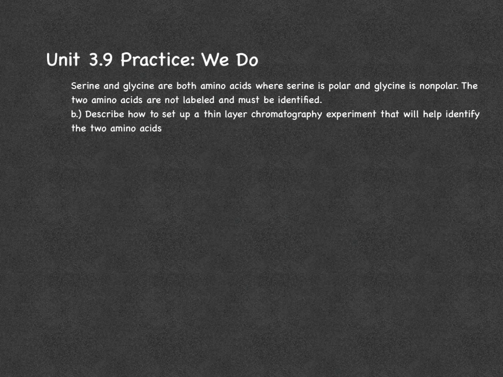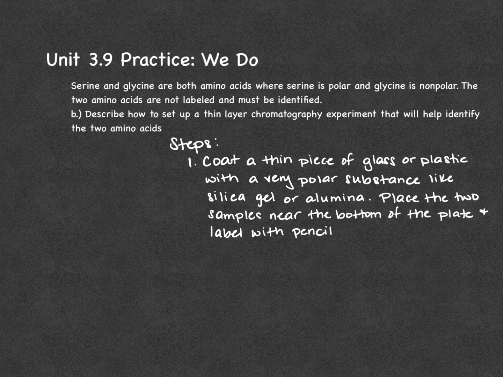So for part 2 of this they're asking us to describe how to set up a thin layer chromatography experiment that will help identify the two amino acids. So thin layer chromatography is very similar in setup to paper chromatography. So for our thin layer chromatography, what we're going to do is take a thin sheet of either plastic or glass and coat it with a very polar substance. And the polar substance we've been mentioning in class is silica gel.